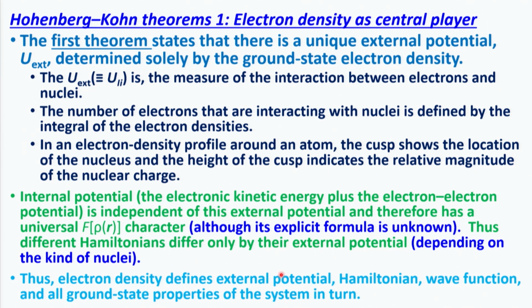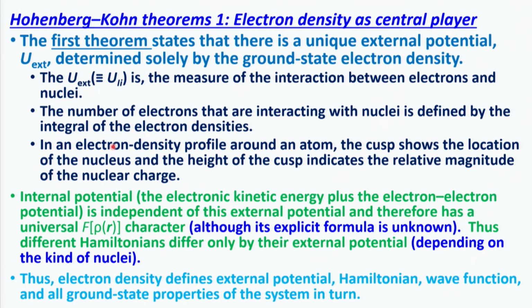The first theorem of HK states that there is a unique external potential, U external, determined solely by the ground state electron density. This external potential is nothing but the interaction potential between the electrons and the nuclei. If the nuclear positions are fixed, there is a unique potential which is determined solely by the electron density. That means this U external is the measure of the interaction between electrons and the nuclei, and the number of electrons that are interacting with nuclei is defined by the integral of the electron density.